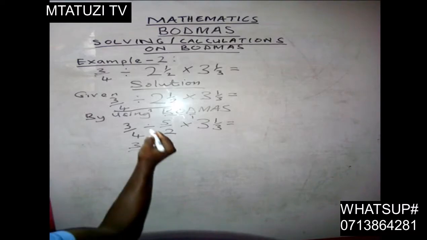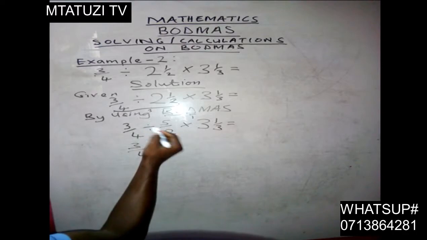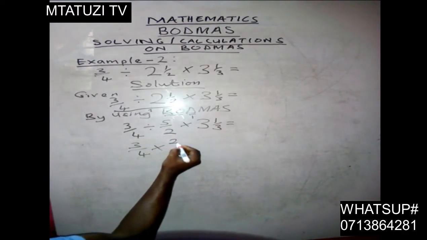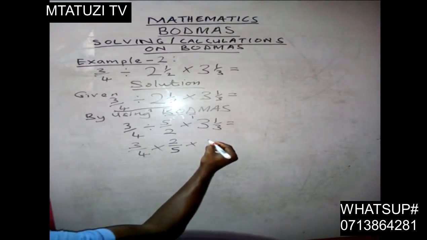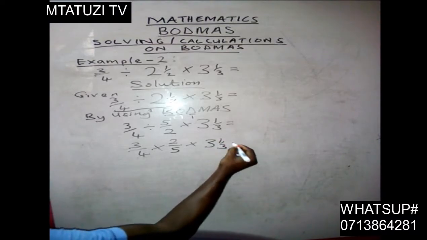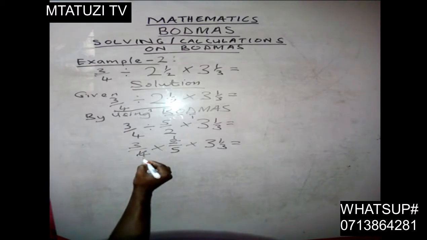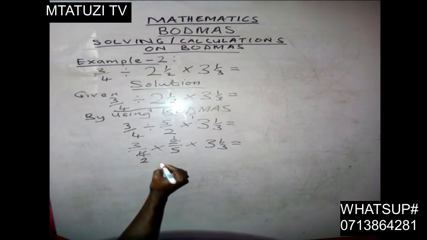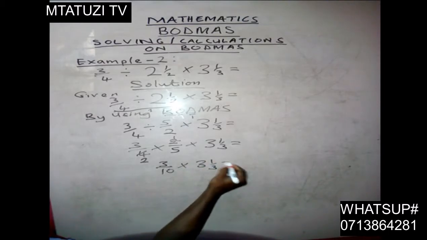we exchange the operation. Instead of division, it will be times, and then 2/5, times 3.5. Now we continue, dividing by 2, 1, by 2 here is 4, 2. So 3 times 1 is 3, 2 times 5 is 10. This one times 3.5. You see?